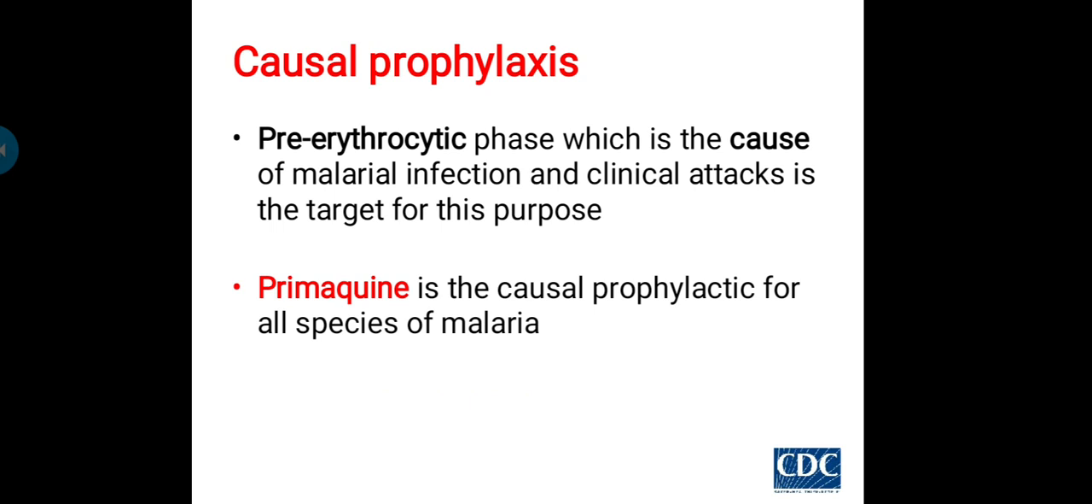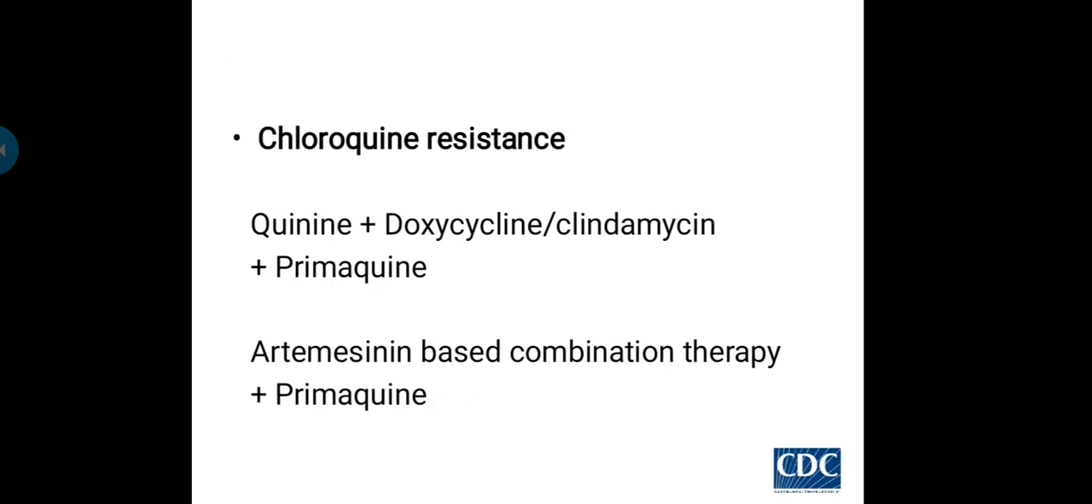Causal prophylaxis. Sometimes prophylaxis is needed when a person who belongs to an area where malaria is not so prevalent wishes to visit a malaria endemic area. Then prophylaxis should be taken. The pre-erythrocytic phase, which is the cause of malarial infection and clinical attack, is the target of this purpose. Primaquine can also be used for causal prophylaxis in all stages of malaria.